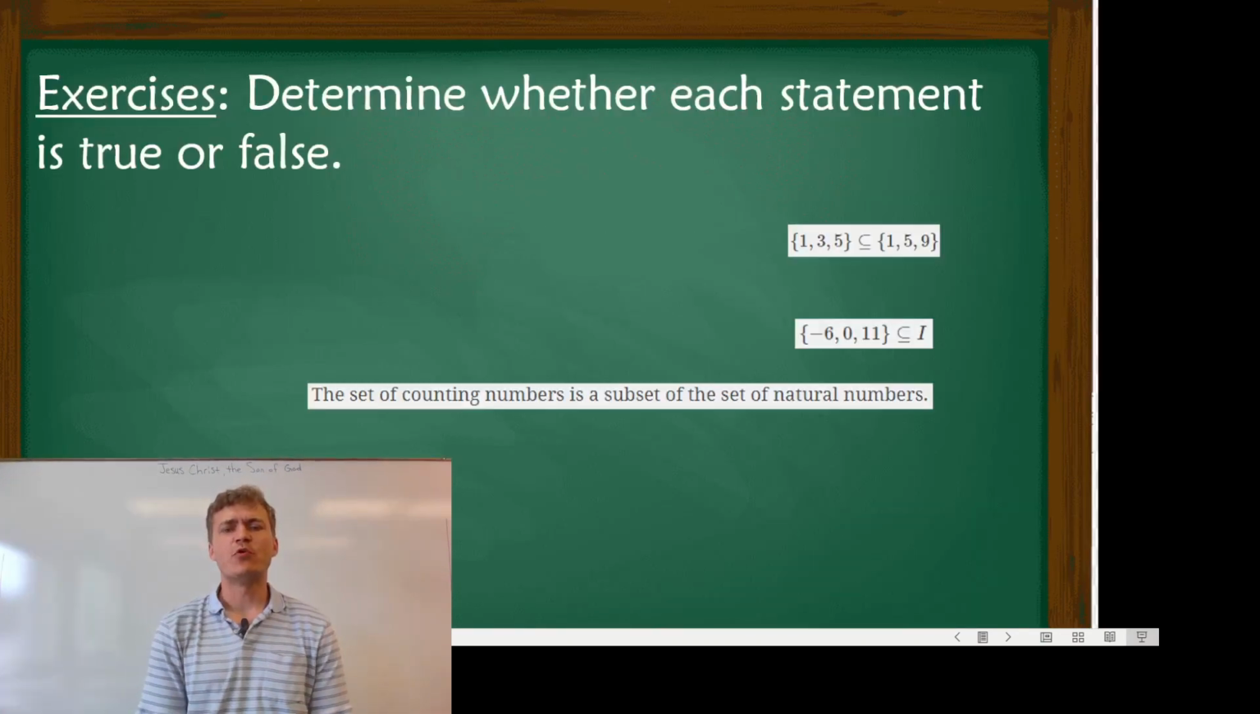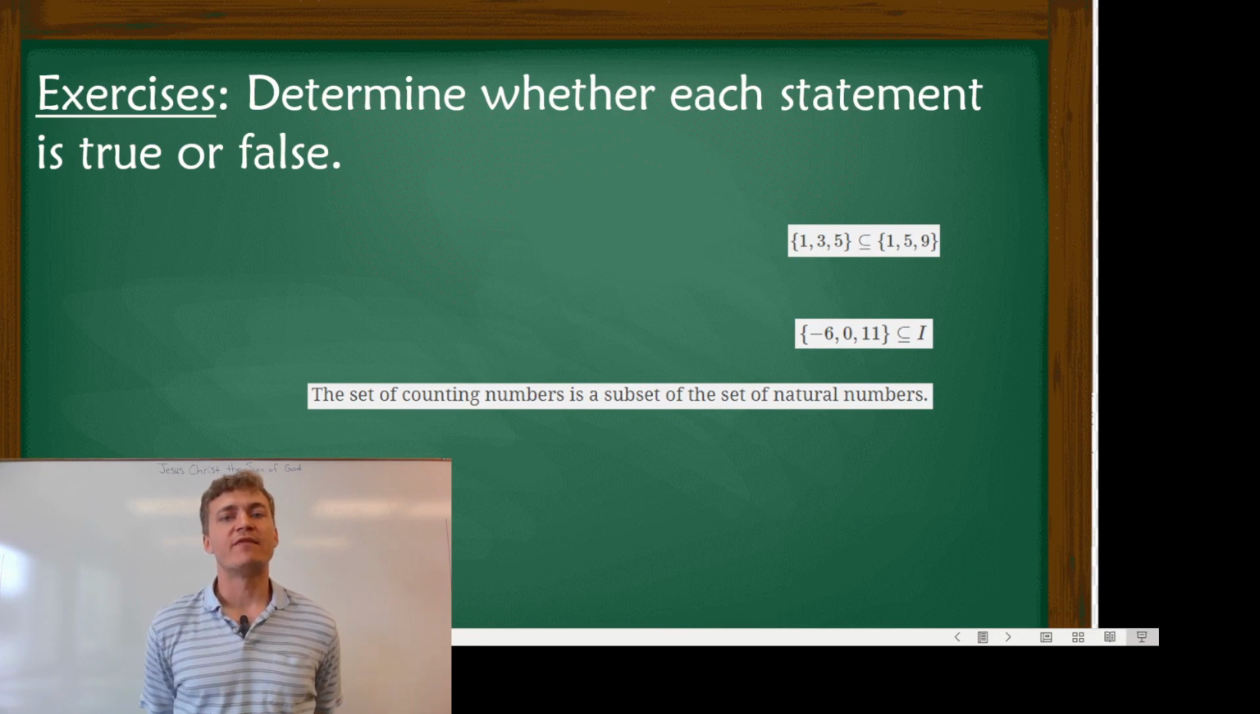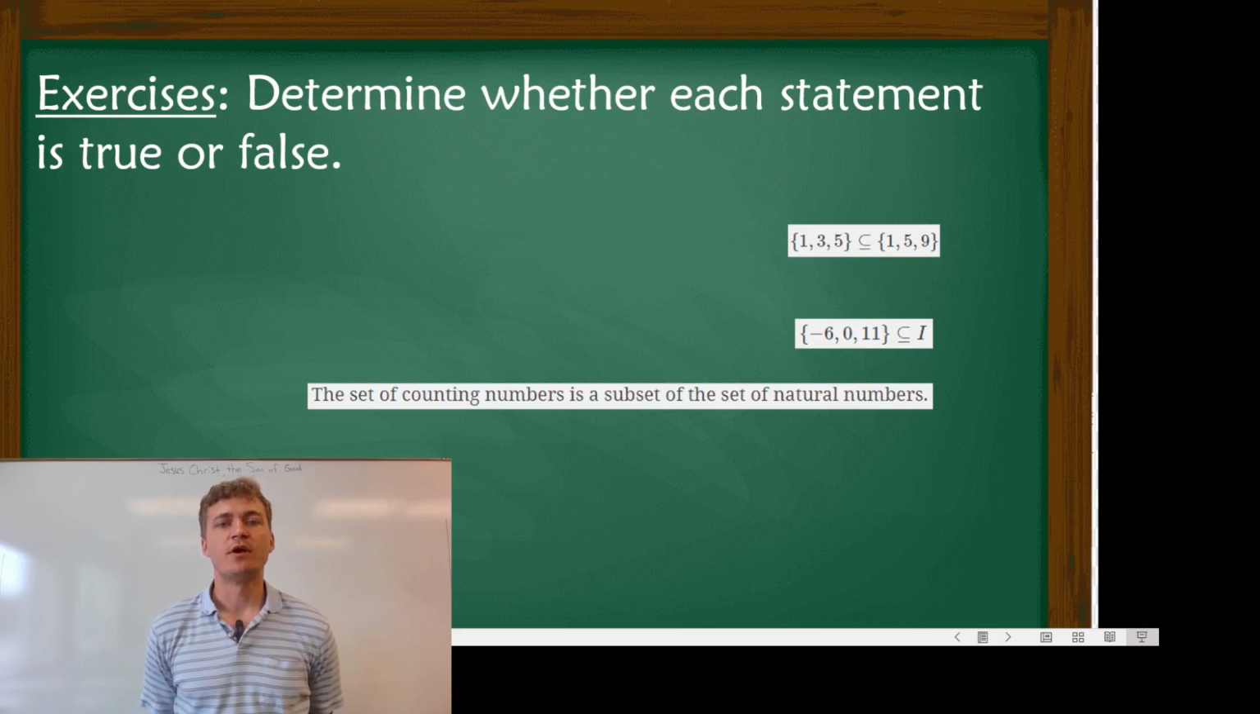So we can have a few more examples at our disposal here, determine whether each statement is true or false. Our first example is asking, is 135 a subset of 159? That answer is no. This is a false statement. 135 is not a subset. You see there that 3 is contained on the left and it is not contained on the right. That is our counterexample. 3 does not belong to 159.